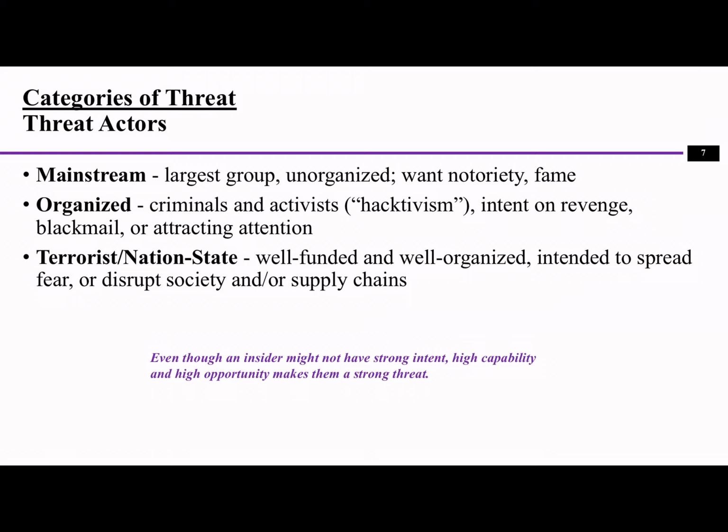Another type of group of the threat is organized. So organized means these are typically criminals or activists that have some intention to take revenge, blackmail, or attract attention. Another type or group of the threat will be the terrorist or nation, or state-wide funded and well organized. So their purpose is intended to spread fear or distrust in society or supply chains.